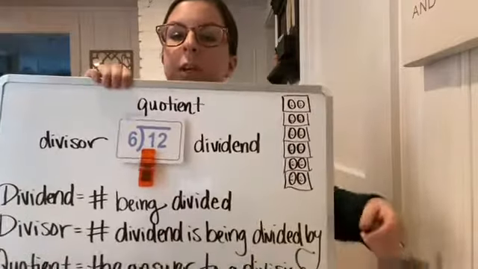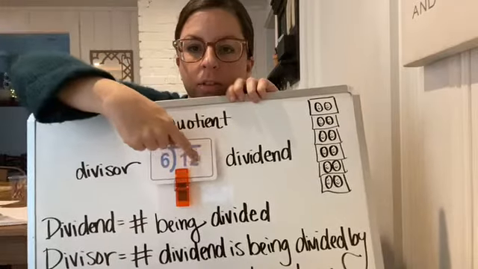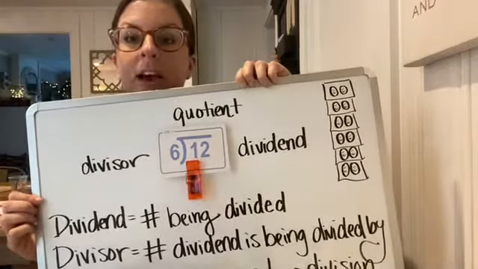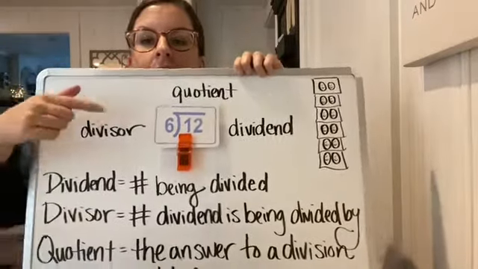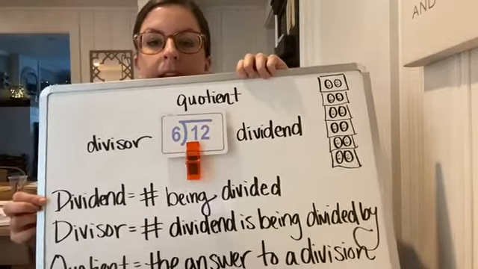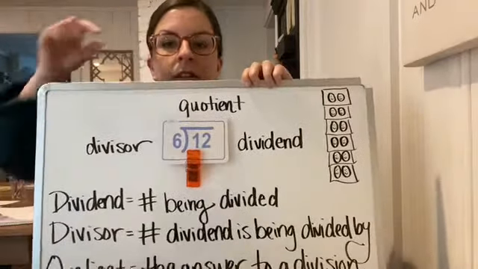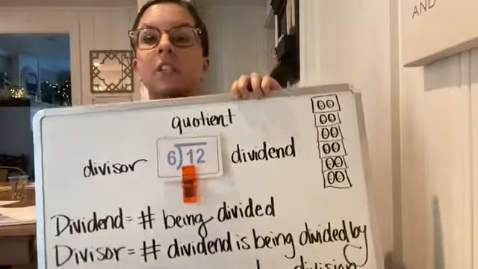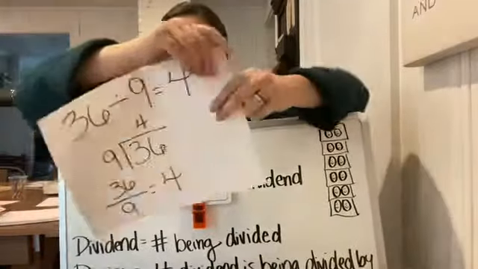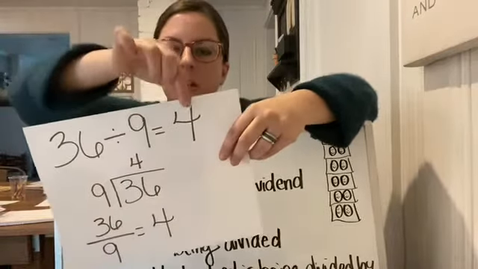Okay, so on this division problem right here, we have the 3 parts, which is the dividend. That's the 12 right here. The dividend is the number being divided, okay? Then we have the divisor, which is the number the dividend is being divided by, and then that leaves the quotient, which is the answer to a division problem, okay? So on these, this would be the dividend, the divisor, and the quotient.